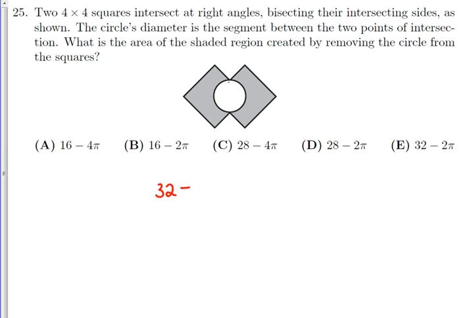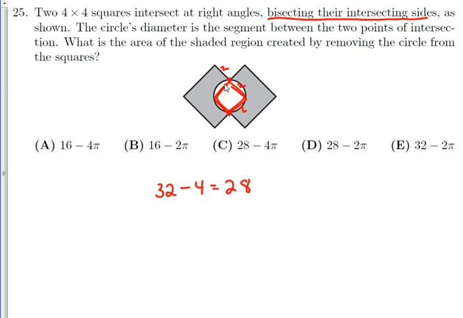And this overlap is actually pretty easy to find because it tells you that this point and this point are midpoints of the sides. It says they are bisecting their intersecting sides. And so that means if this is 2 and this is 2, then this overlap is a 2 by 2 square, which would be area 4. So it turns out that the area of the two shaded squares together is 28.